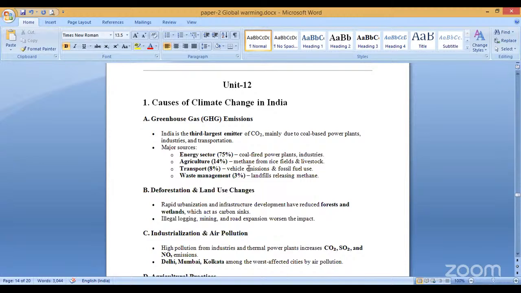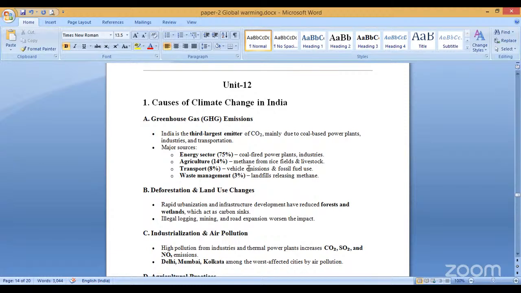Causes of climate change in India: greenhouse gas emissions. India is the third largest emitter of carbon dioxide, mainly due to coal-based power plants, industries, and transportation. The major sources are the energy sector, 75%, coal-fired power plants; industries and agriculture, 14%, methane from rice fields and livestock; transport, 8%, vehicle emissions and fossil fuel use; and waste management, 3%, landfills releasing methane.